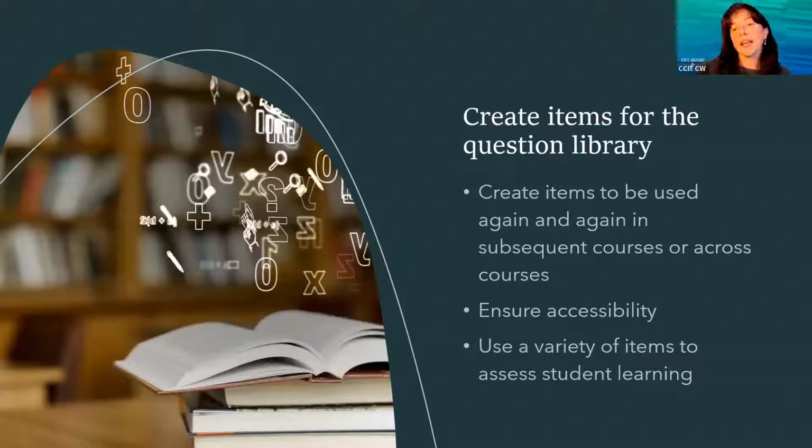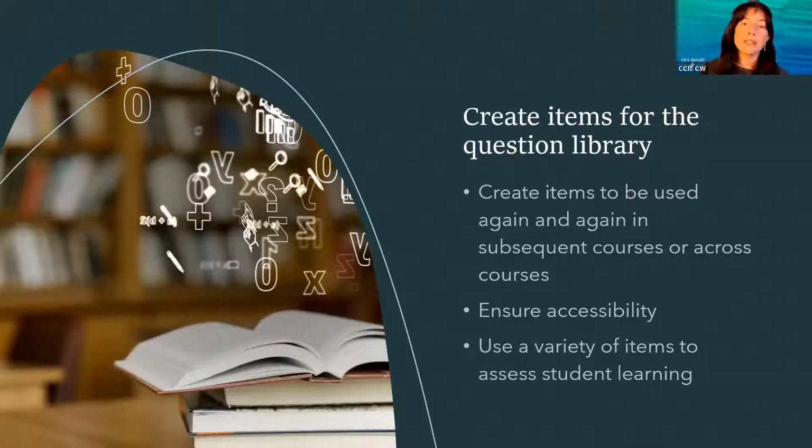So when you're looking at creating items for a question library, the value of this is creating items that can be used again and again in subsequent courses or in a different course. And one of the things this also helps is if you're developing a question library as a department or for multiple sessions of a course, you can ensure accessibility to those items.